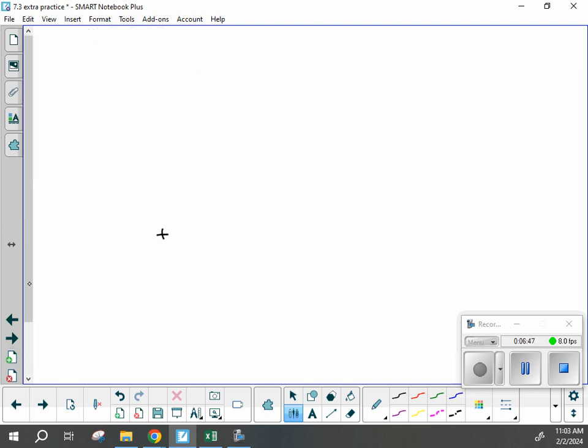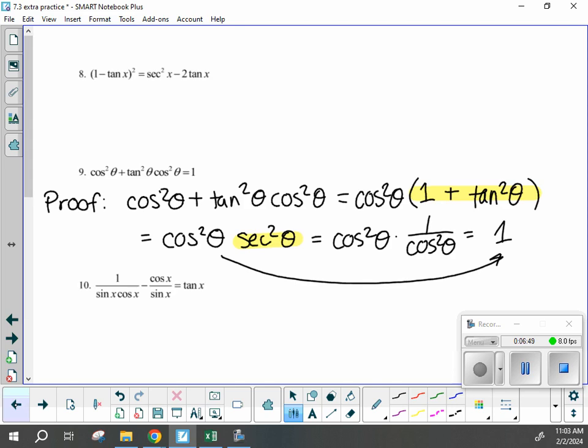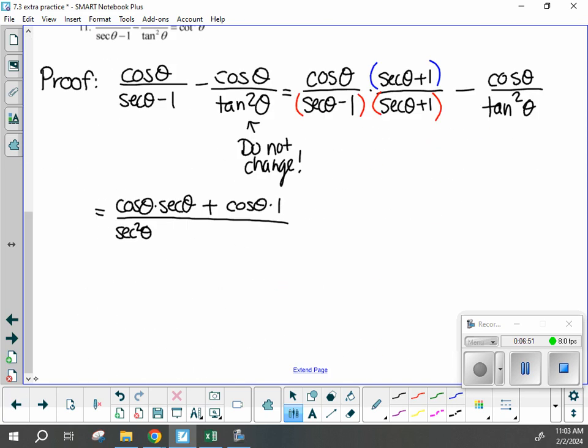Whoa, where did that go? I don't know where my page went. Here we go. Secant squared plus secant minus secant minus 1. You see what's going to happen there? This is why we use that conjugate, because it gives us kind of the result we were hoping for. Minus, I still have the cosine over tangent squared.